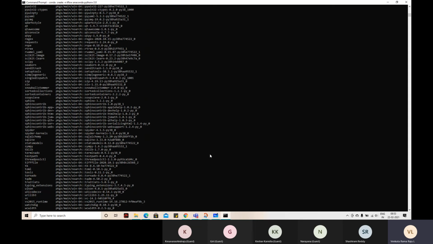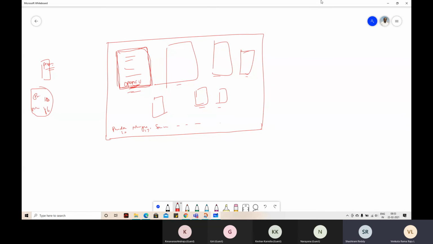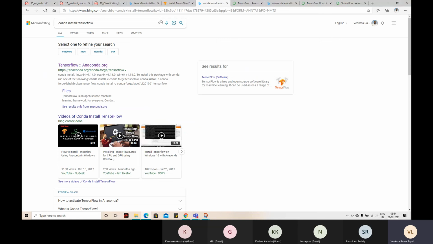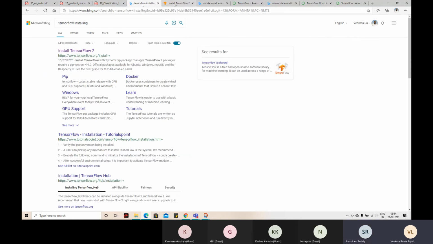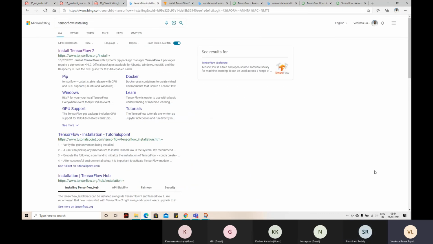So I can install, if I say yes, it will install. I'm not going to install it because on an Ubuntu machine, I'll show you. Tomorrow I'll show you how to install Anaconda and TensorFlow, and then we look into the already written code on digit recognizer and all that.